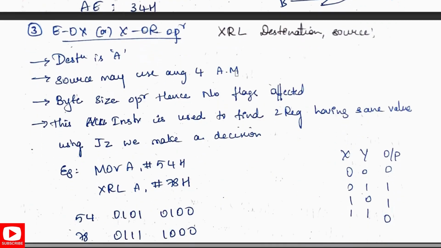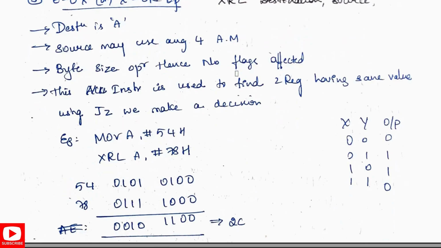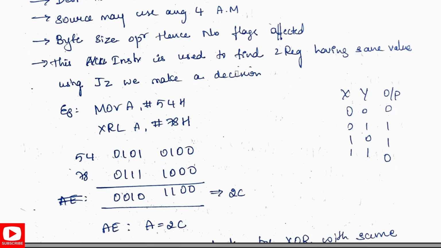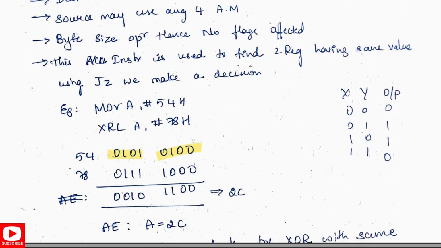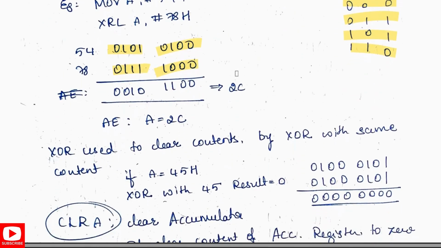Next is the EOR or XOR operation, that is XRL destination, source, where the destination is A. The source may use all 4 addressing modes. It is a byte-size operation, hence no flags are affected. This instruction is used to find whether 2 registers have the same value, using JZ to make a decision. For example, MOV A, #54H and XRL A, #78H. This is my 54, this is my 78, and using this table, just do the operation and you will get 2C. That will get stored in A.